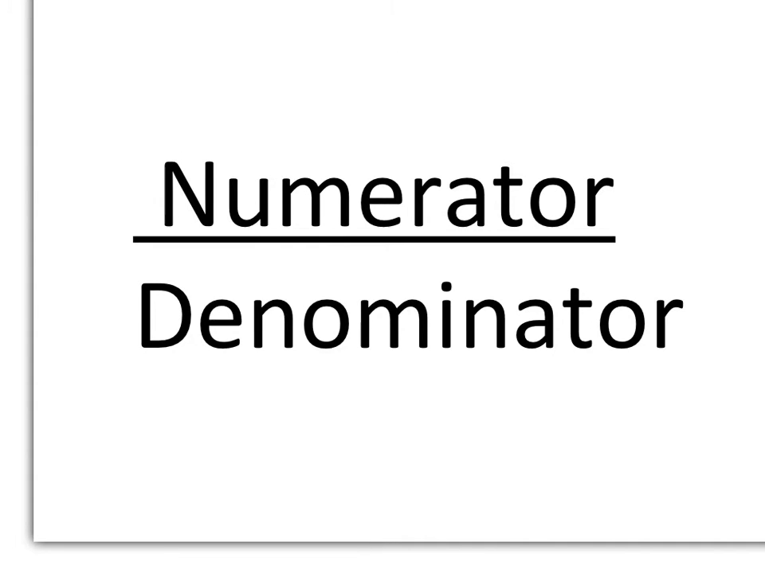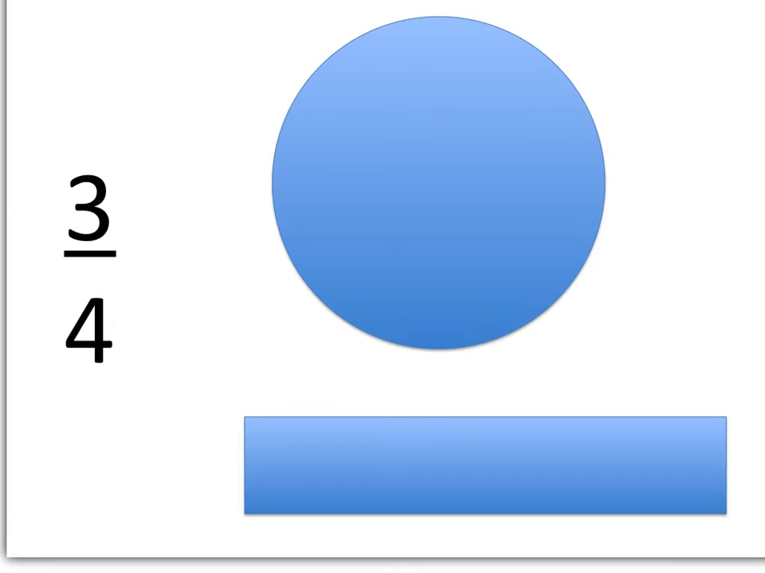Fractions are made up of two parts. The top is called the numerator, and the bottom is called the denominator. Can you make these pictures represent 3/4? Pause the video to try.